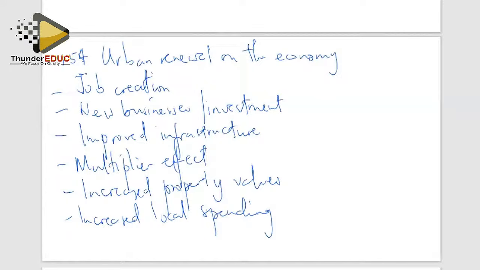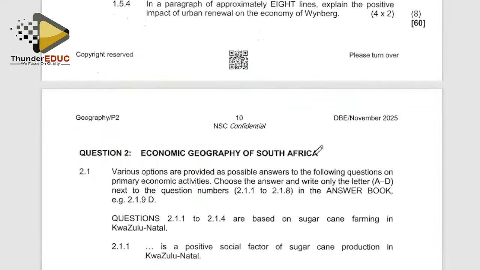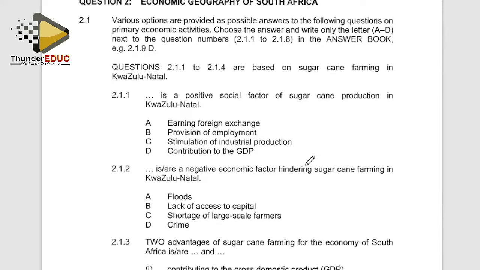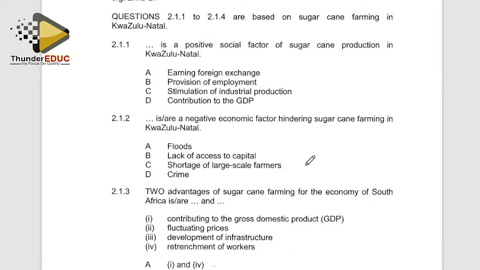Right. So that takes us to the last part of our first question, which is question number 1. We move on to question number 2 on economic geography of South Africa. We're going to go through the multiple choice questions quickly, and we'll move on to the other questions to follow. Right. The first question is saying, dash is a positive social factor of sugarcane production in KwaZulu-Natal. The question is asking about a positive social factor, which means it's a benefit to society. How does society benefit from sugarcane production? The response is B, provision of employment.